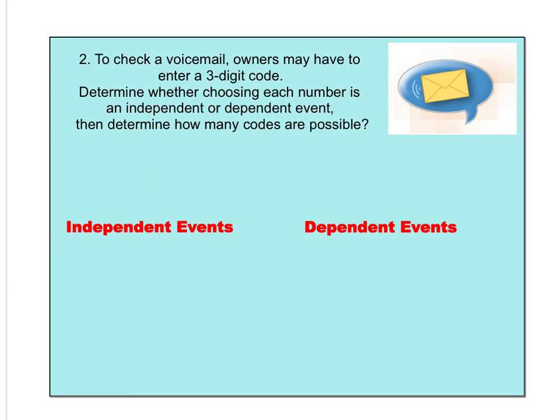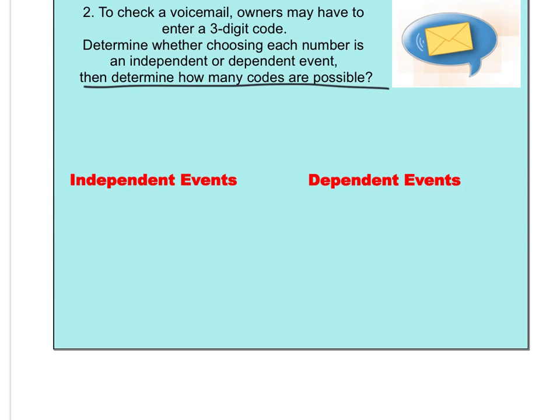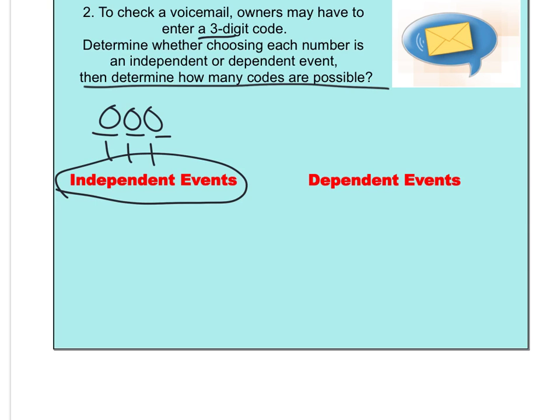So to check a voicemail, owners may enter a 3-digit code. Determine whether choosing each number is independent or dependent, then determine how many codes are possible. So, independent or dependent? Well, I can repeat. My 3-digit code could be 000, it could be 111. It doesn't matter what it is. Each individual number has no effect on the other ones. So this is going to be independent.